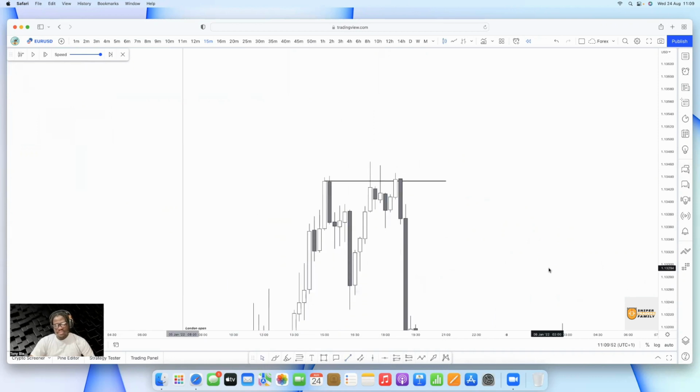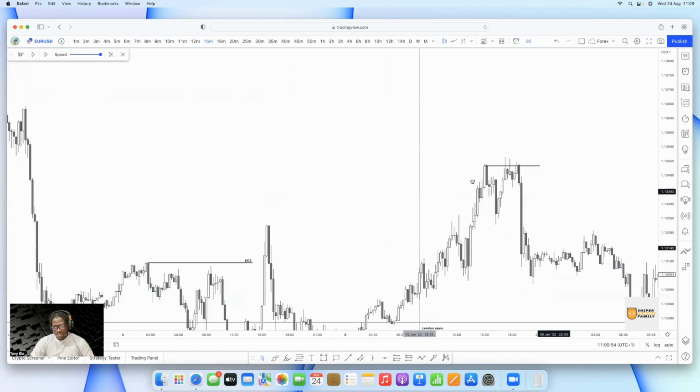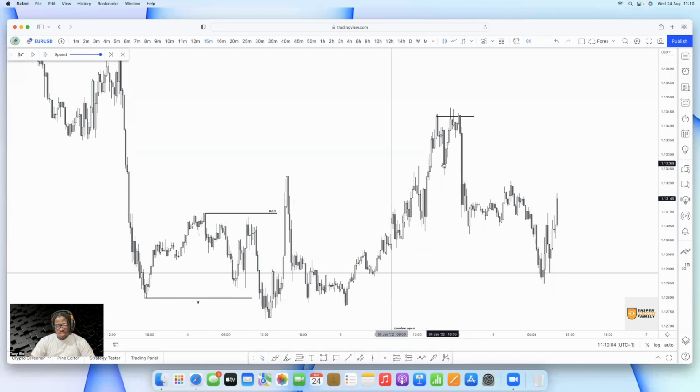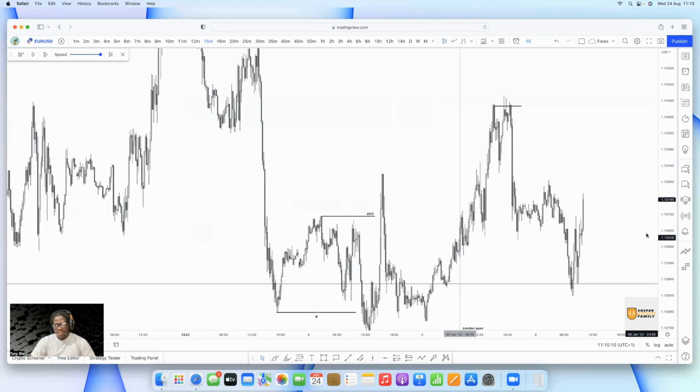All right, so we had this little break here. Market gave us this higher high, higher low, higher high by about maybe 1 or 2 pips, and then came down, broke the structure, okay, gave us this big imbalance, right? And then we had this lower low.